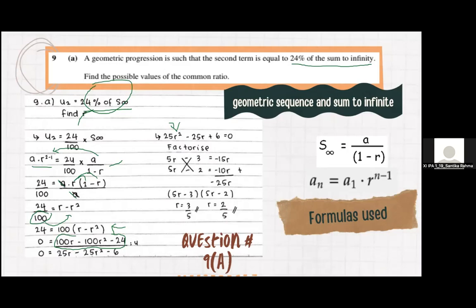We factorize this part to get 5r minus 3 times 5r minus 2. And so the answer for r, for the common ratio, is 3/5 and also 2/5. Okay. Next.